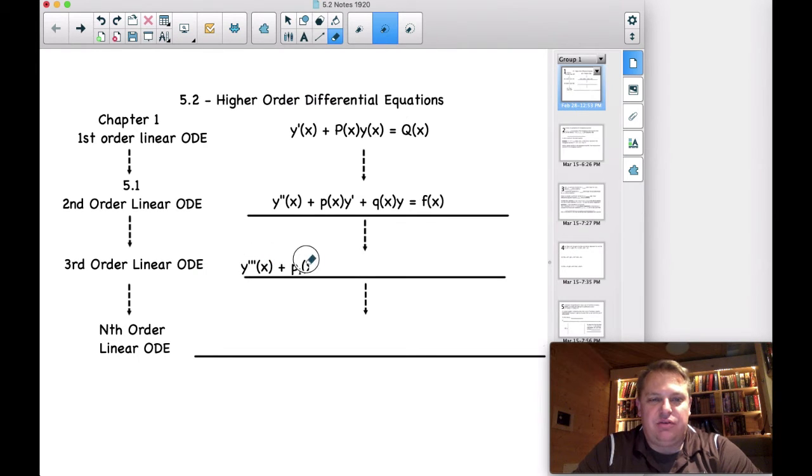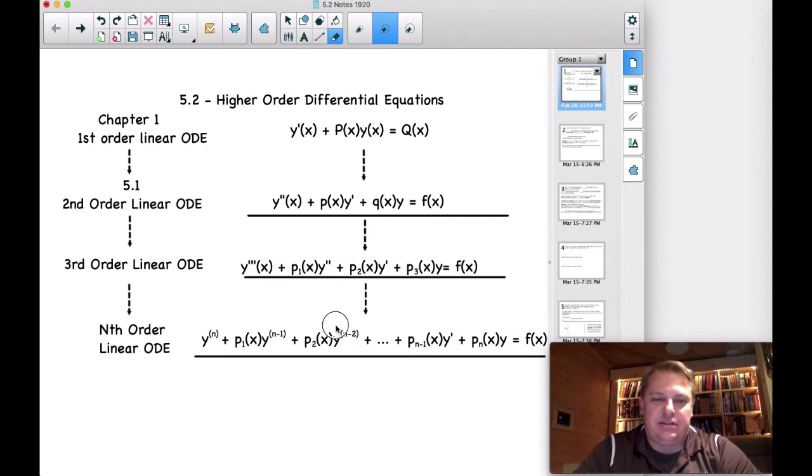If we jump to third order linear, we're just adding a third derivative in. And instead of P and Q, a lot of times they'll just use P and add a subscript. And that carries up, you could carry this as far as you want to go. Nth order would mean the highest derivative is to whatever the nth power is, and you can write your derivatives going all the way down.